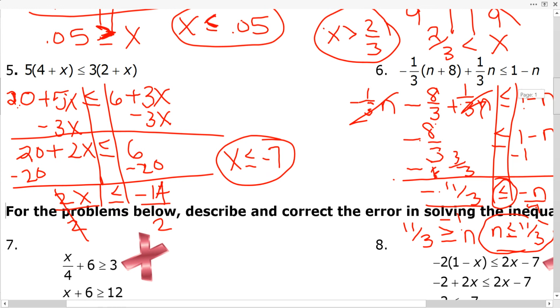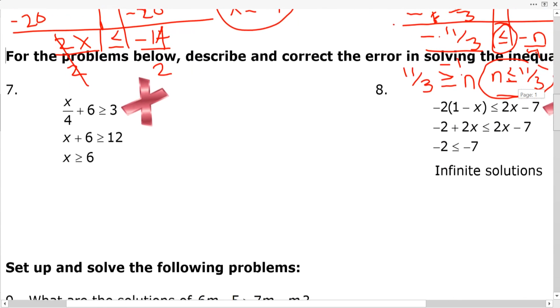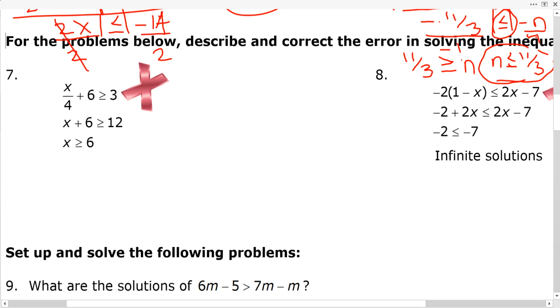Okay, 7 and 8 are finding the error and then correcting it. So for number 7, there's a couple different things you could do. You can either subtract 6 from both sides first, but you can't multiply this by 4 and this by 4 and forget this part has to also be multiplied by 4. So this part is incorrect right here.